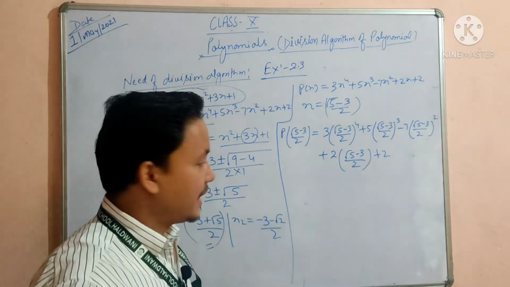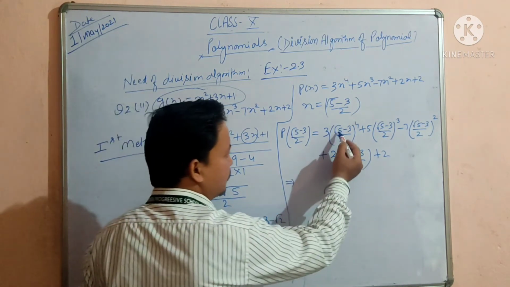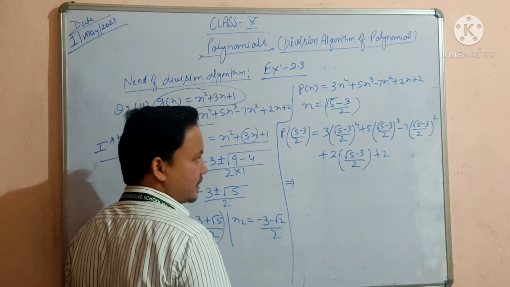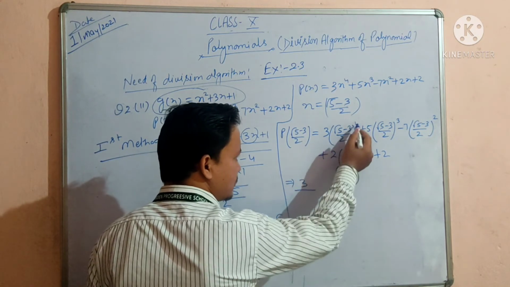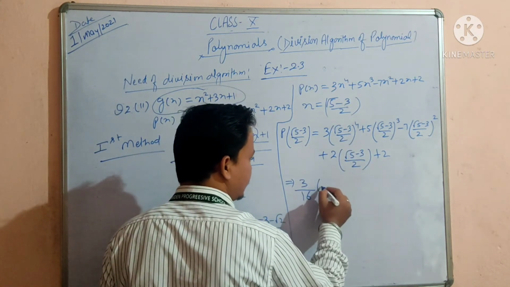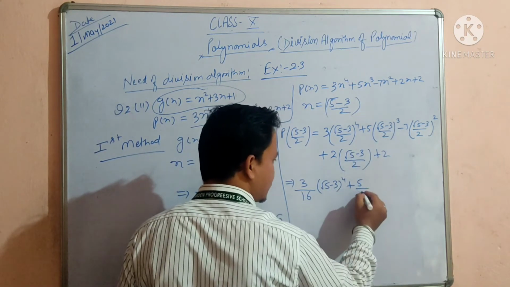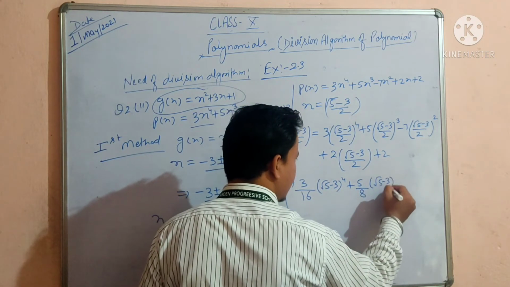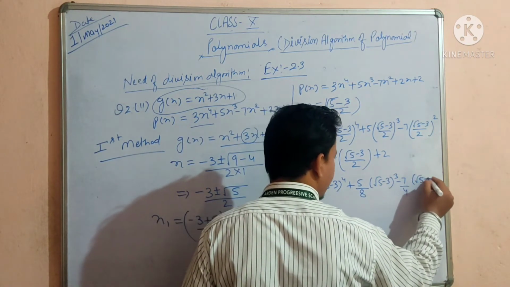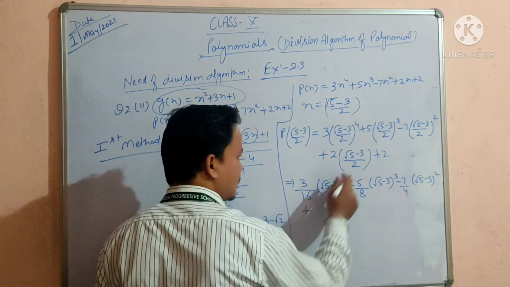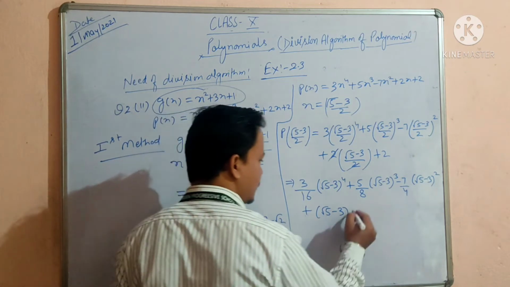so this is a little bit hectic, there will be quite a lot of calculation in it, that's why I am ignoring this method. Now (root 5 minus 3) whole power 4 is here, so how will we solve it? 3 upon 2, 2 raised to the power 4 means 16, and here we have (root 5 minus 3) whole power 4, plus 5 upon 2 raised to the power 3, that is 8, and here (root 5 minus 3) whole cube, minus 7 upon 4, (root 5 minus 3) whole square, plus 2 and 2 will be cancelled out, so we only have here root 5 minus 3 and plus 2.